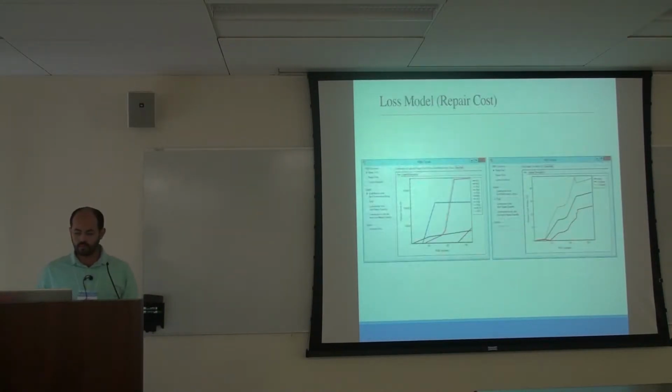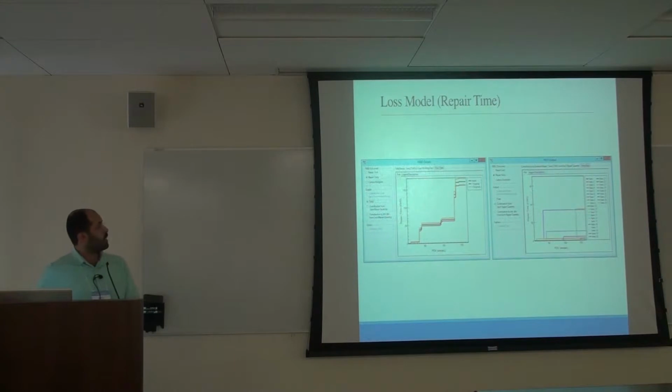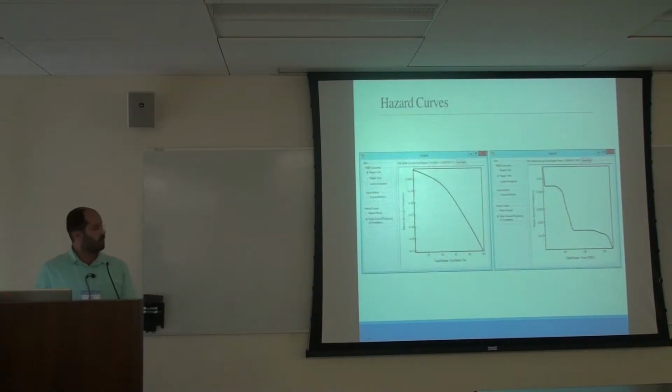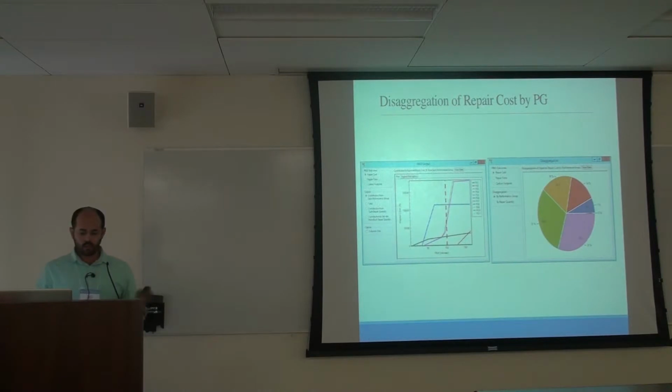This is the EDP, the loss model in terms of repair cost. So this is disaggregated by performance group, the 11 performance groups, or the total normalized repair cost ratio. In addition, we have the loss model in terms of repair time, disaggregated by repair items. The hazard curves, mean annual frequency of the repair cost ratio, or mean annual frequency in terms of the repair time. And also, again, the disaggregation at specific intensity measure.